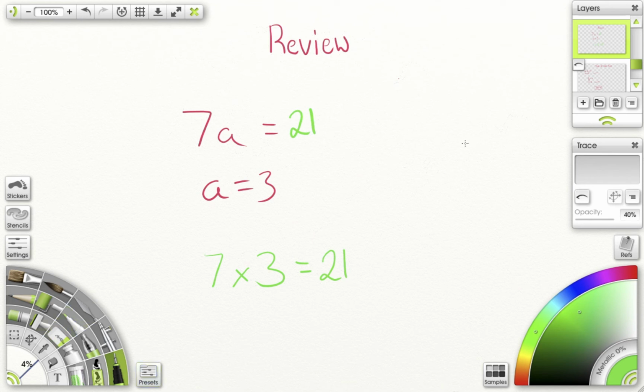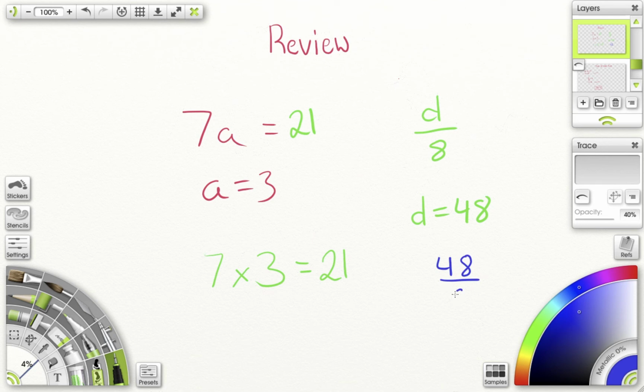Let's do a division problem. So we do d over 8 and d equals 48. So to do this problem, it is division. So I plug in my number, 48, and I put it over 8 as usual, and we need to figure out what the answer is. So 48 divided by 8 is equal to 6. And there we have it. So you guys did a really good job with that one.